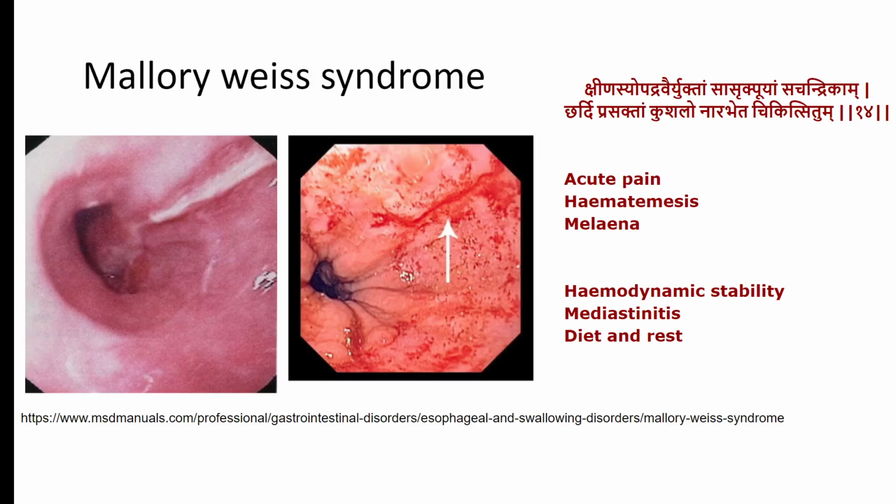a deep rupture, a complete injury, and leakage of the contents into the mediastinum can produce the acute complication of mediastinitis. So we may categorize them into two categories.